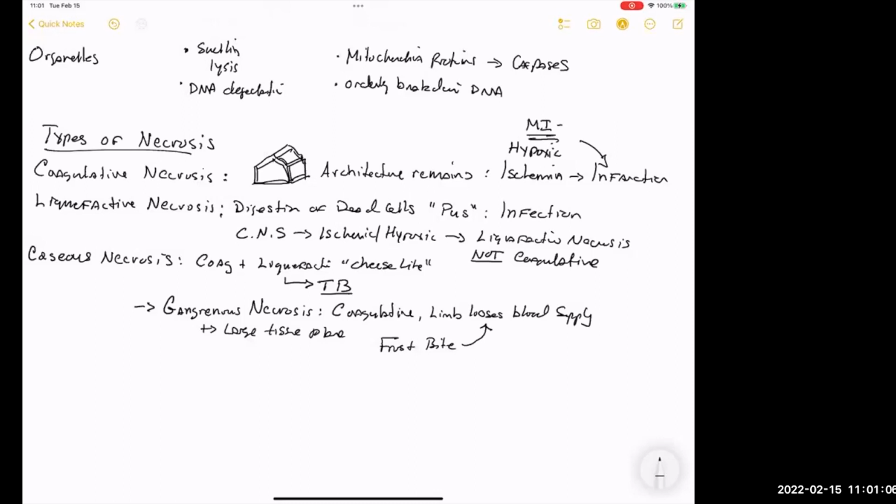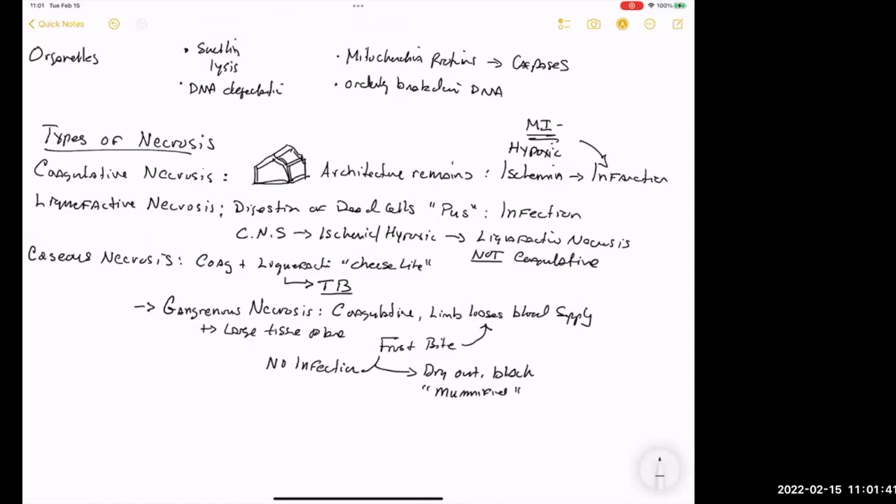And with that, typically, as long as there's no infection in the setting of gangrenous necrosis, which is often the case with frostbite, then you'll get a dried out, blackened, and even a quote unquote mummified appearance to that dead tissue, to that necrotic tissue.